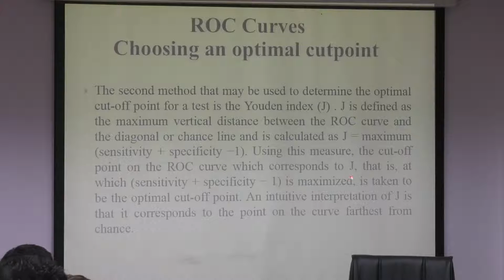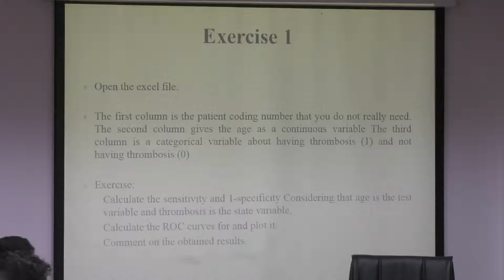Now, of course, I'm interested in high sensitivity and high specificity. But the curve is giving me 1 minus specificity, so I have to subtract a 1 for it to be able to get a big number for a good value. It is taken to be the optimal cutoff point, and an intuitive interpretation of J is that it corresponds to the point on the curve furthest from the chance. So the first method is closest to the 0,1. In the second method, the Youden's index is the furthest from the chance line.